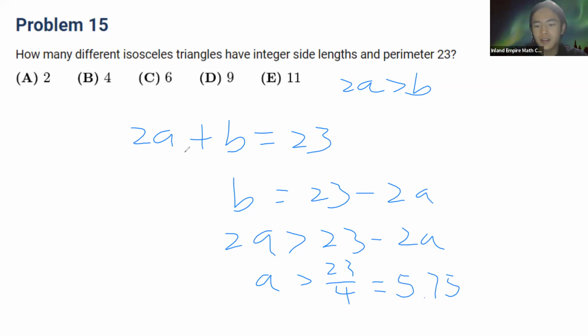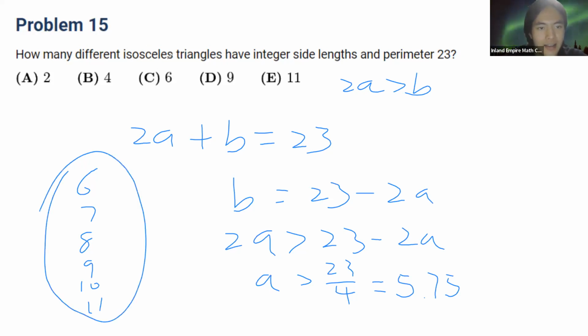And so you know that a has to be greater than 5.75, but at the same time, you also know that a has to be less than 11, right? So in that case, you really have a total of 6 options, right? You have a equals 6, 7, 8, 9, 10, and 11. And so that gives you a total of 6 options. So the answer is again C. Are there any questions about this problem?